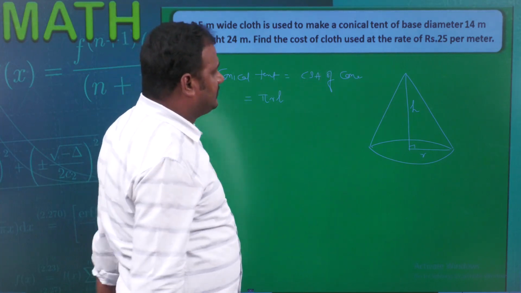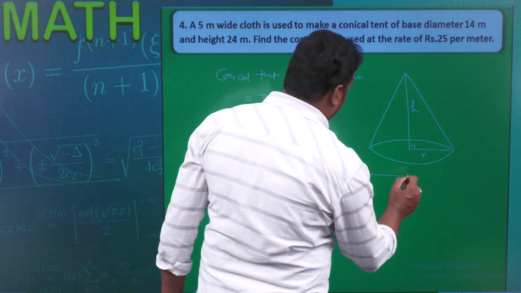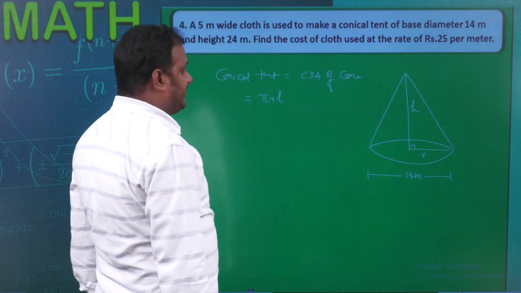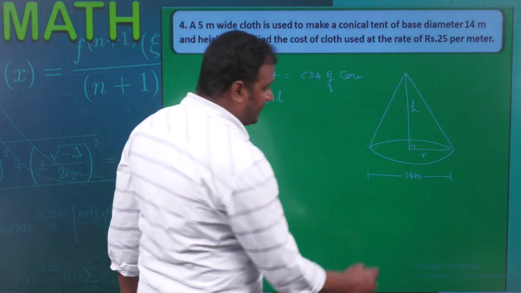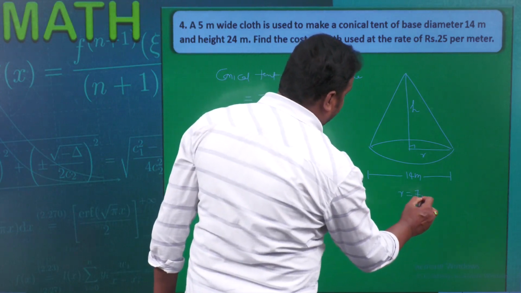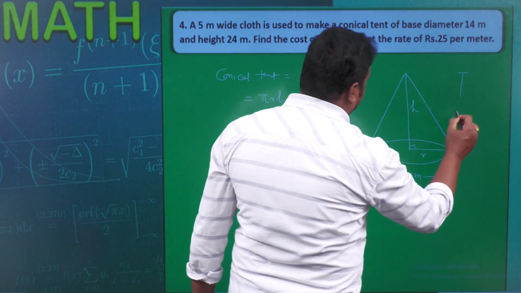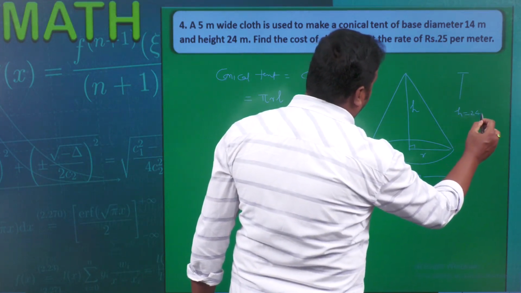Base diameter is equal to 14 meters. If the diameter is equal to 14, what is the radius? Radius is equal to 7 meters. And the height is going to be 24. So height is equal to 24 meters.